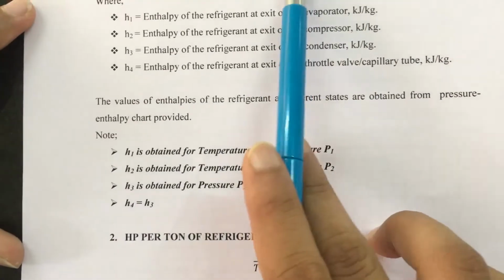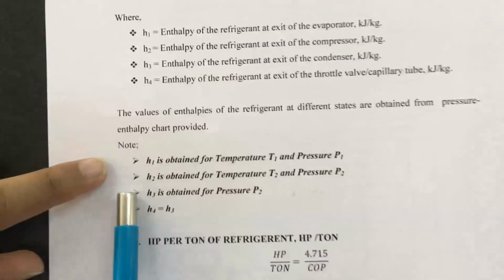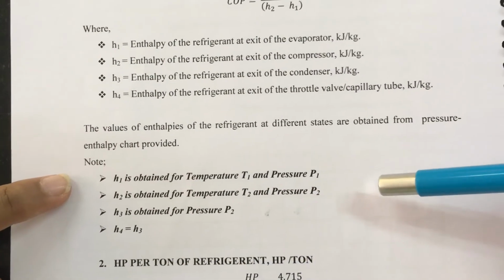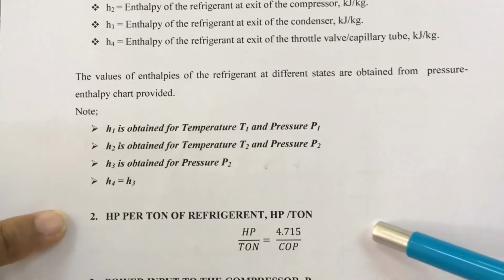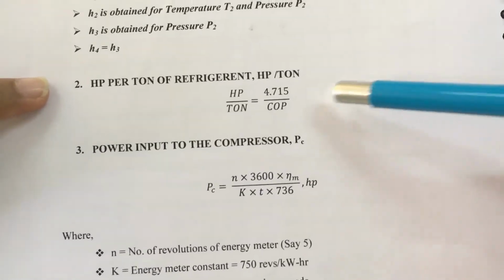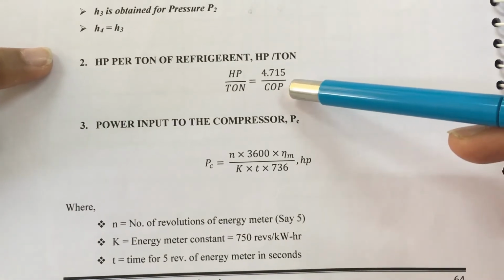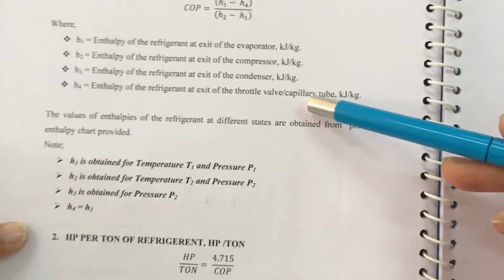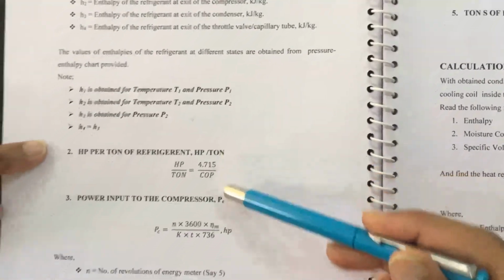And these H1, H2, H3 and H4 enthalpy values can be obtained for the respective temperature and pressure values from the psychrometric chart or from the thermodynamic data handbook. The second point we have to calculate is the HP per ton of refrigerant, which is given by the formula HP per ton equals 4.715 by COP, where the COP calculated in the previous point is substituted here to obtain the HP per ton.